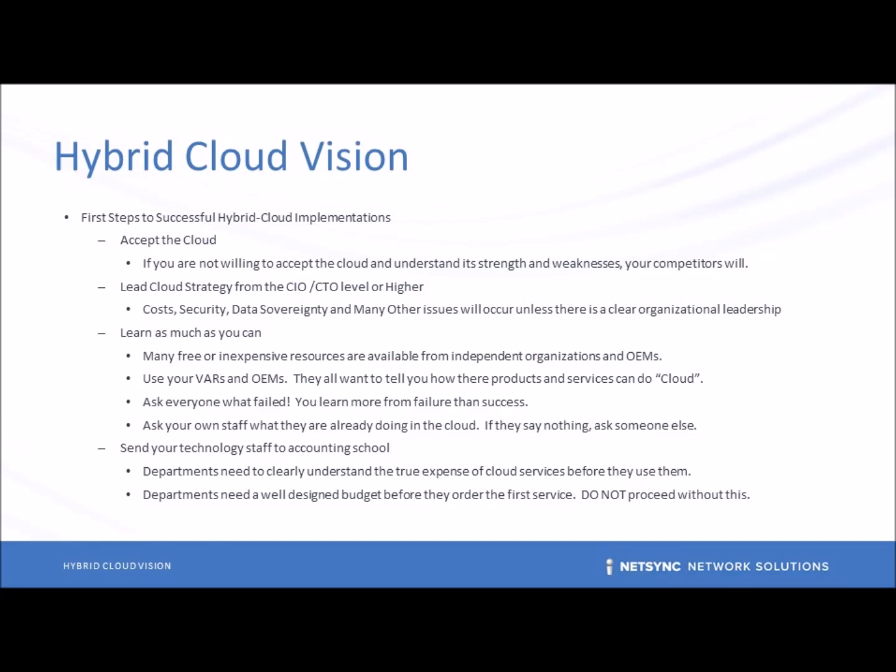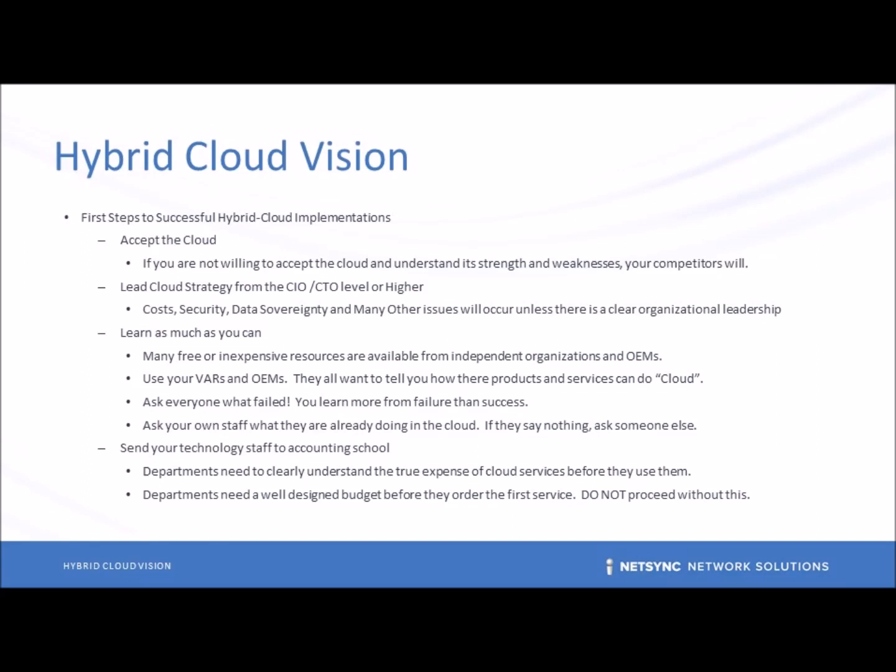NetSync will do the same thing. Ask everyone that you talk to what failed. You're going to learn more from failure than success. And if you find somebody who says they've gone to the cloud and they didn't have any kind of failure, they either don't want to tell you or they're not in the cloud. Believe me, it's a journey, not a one-day cutover.